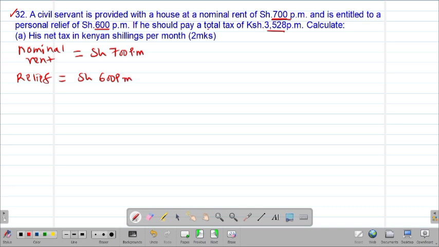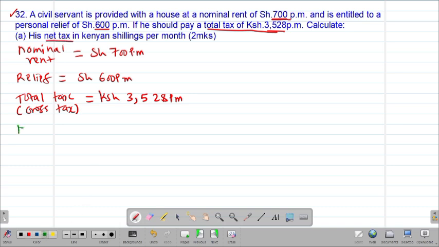If he should pay a total tax of, so we are given the total tax. Remember, another name for total tax is what we call the gross tax. So the total tax or the gross tax is given by Kenya shillings 3,528 per month. Calculate his net tax. So we need to get the net tax. Remember, a synonym for net tax is PAYE. So we can call it the net tax or the PAYE.